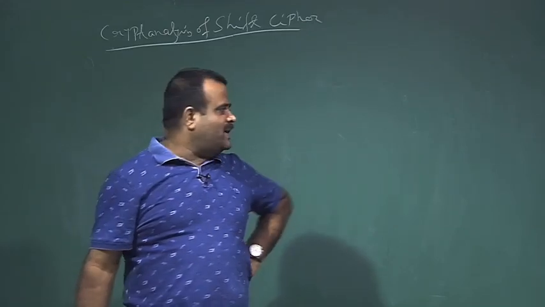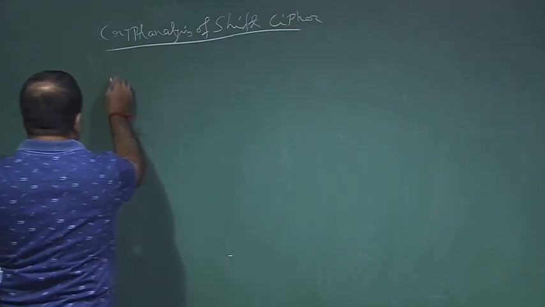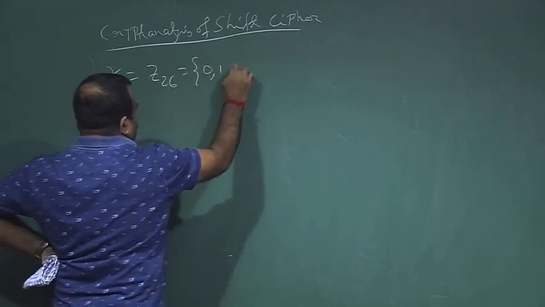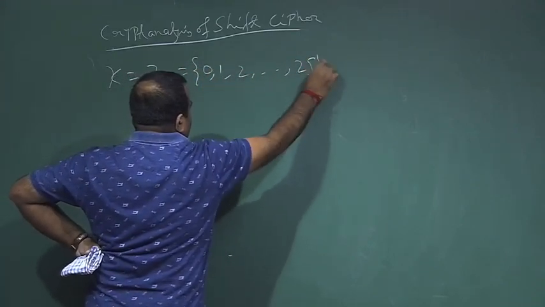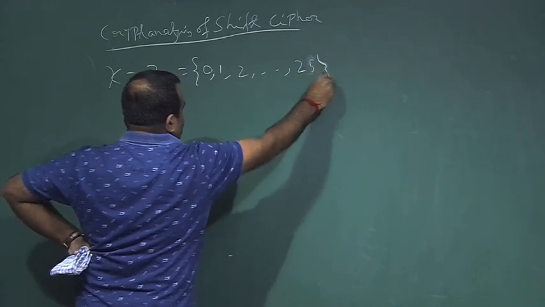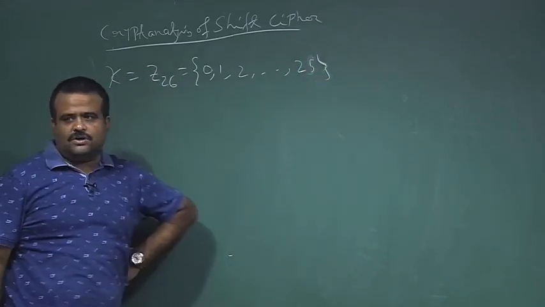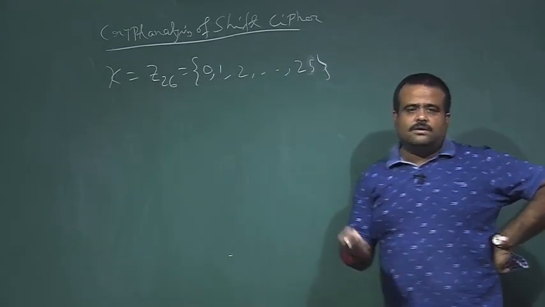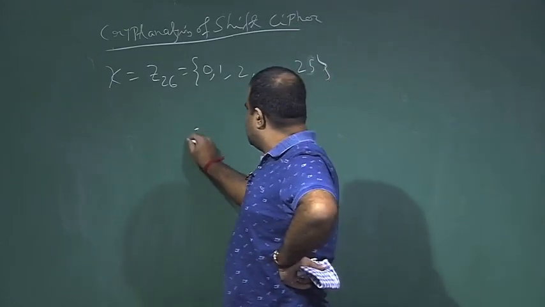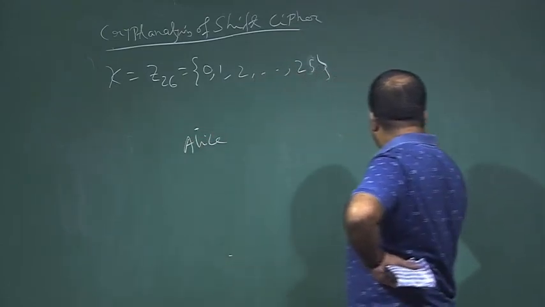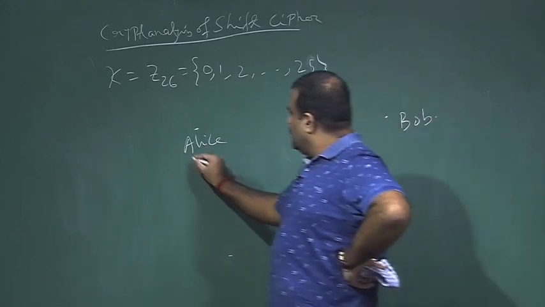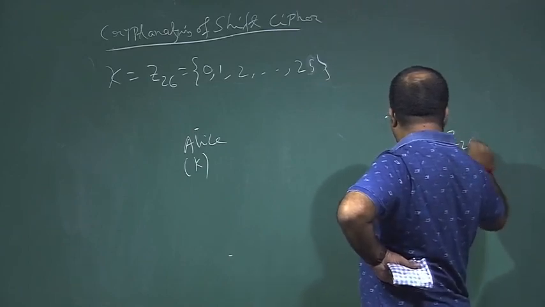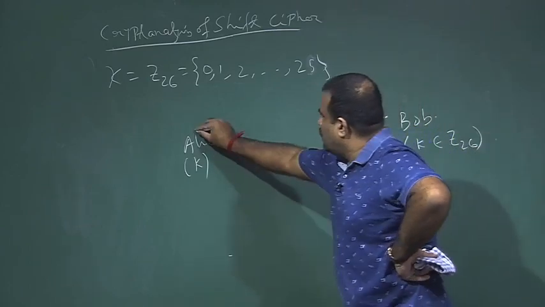Now, what is the key space? So, Oscar knows the key space is basically Z26. So, the key is basically from 0 to 25. So, Oscar knows the key is coming from 0 to 25. Oscar does not know which one they have used as a key. So, Alice and Bob, they are communicating, they have chosen a key from Z26 and this is secret, Oscar is not knowing.